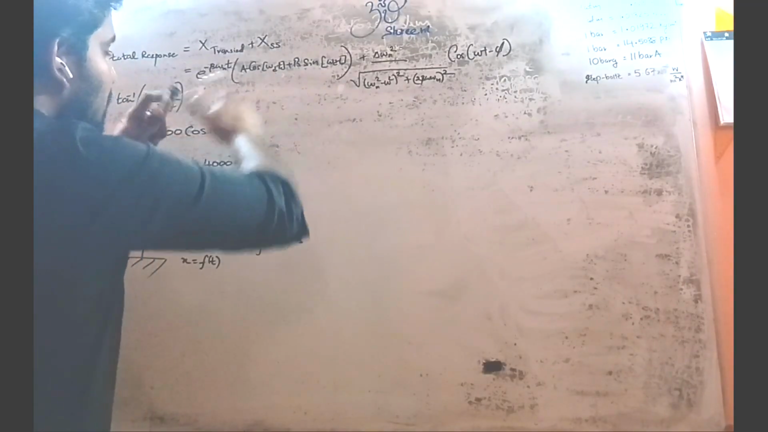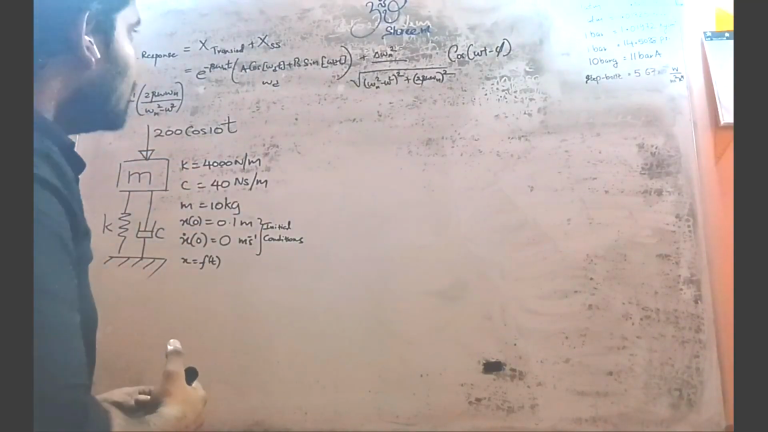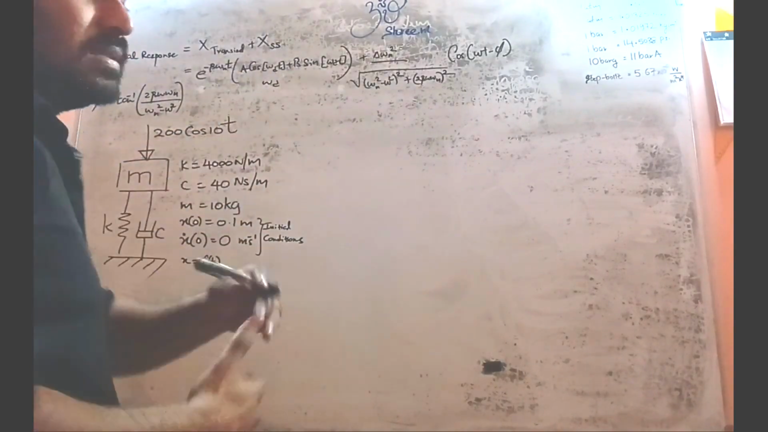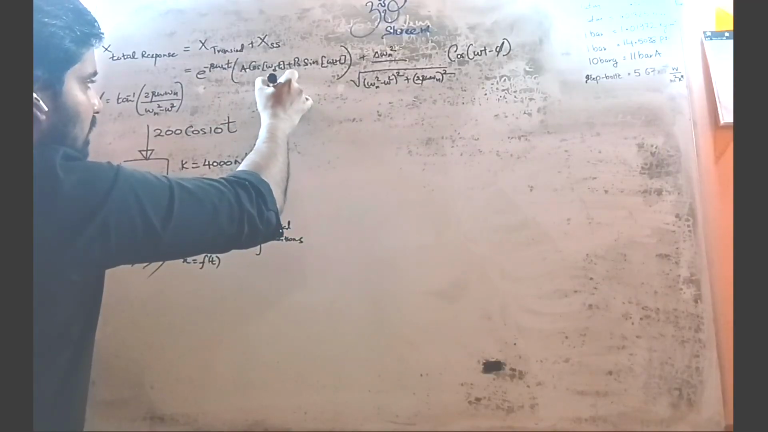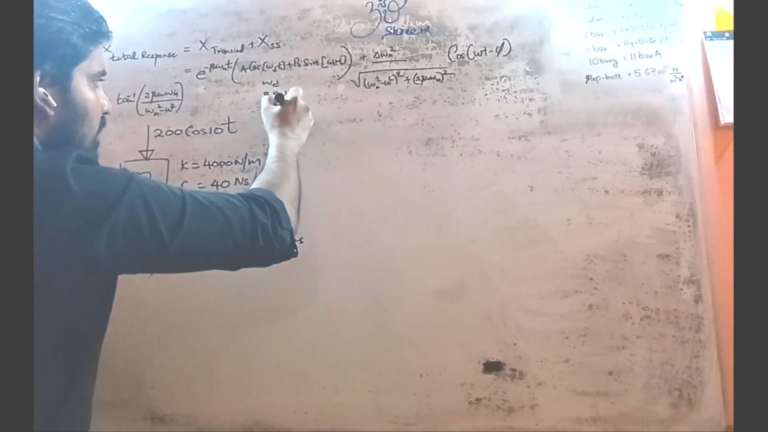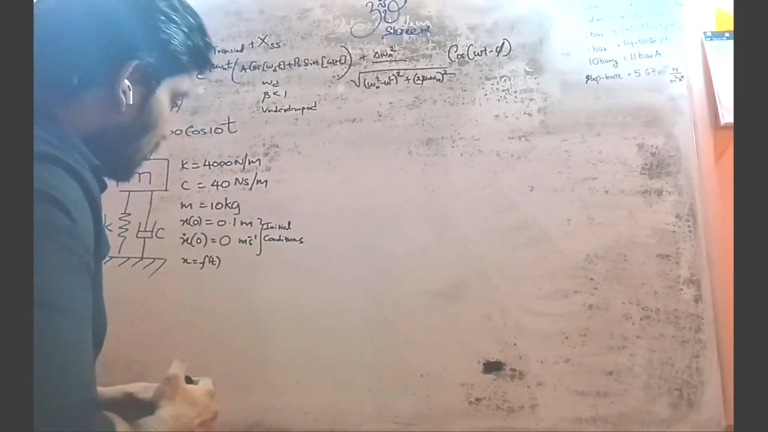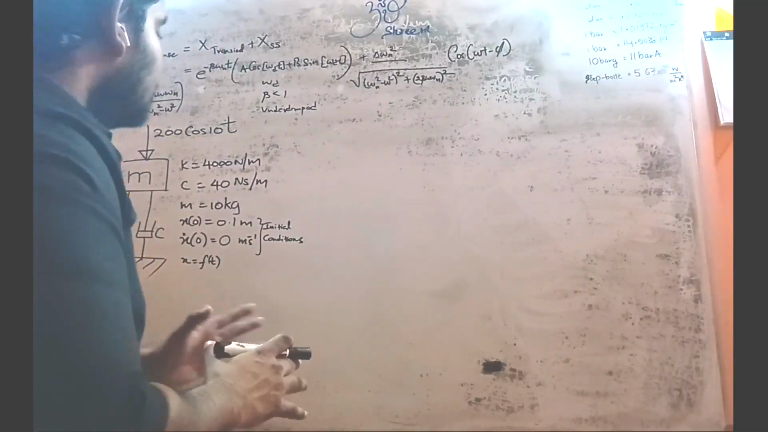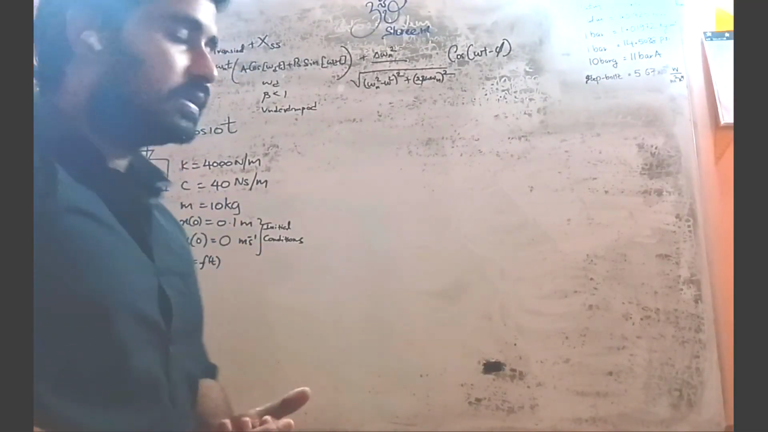And this is a very special term, which is omega d, which is the damped frequency, right? This special equation comes when beta is lesser than 1, which is actually called the underdamped situation, right? So now let's proceed with the calculations, right?